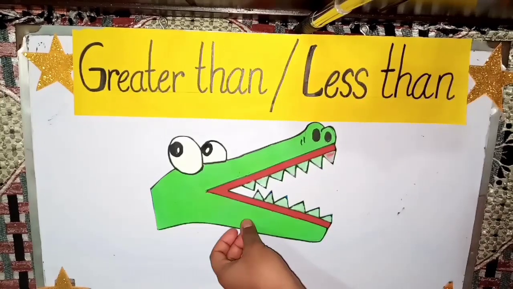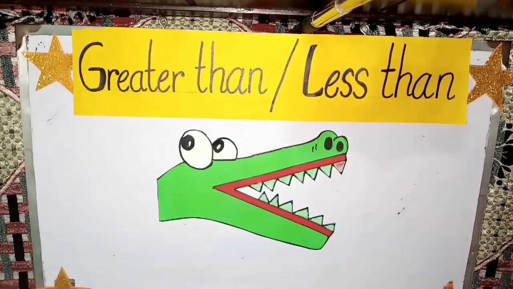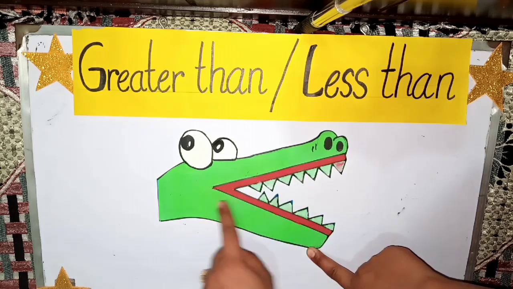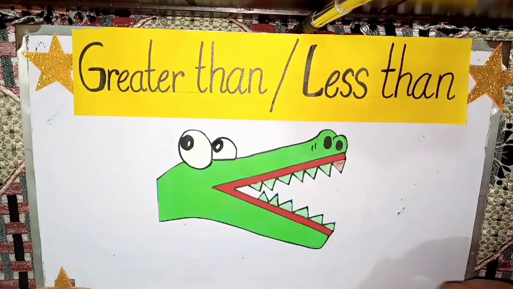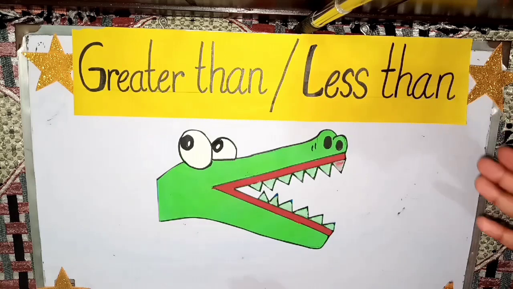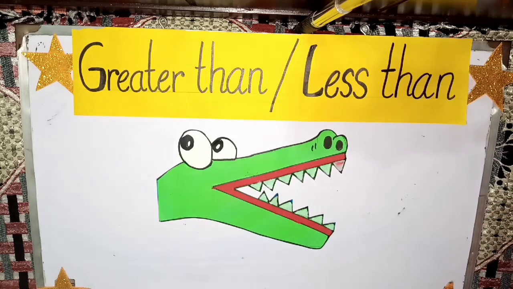Look at this character. What is this? Yes, this is Mr. Crocodile. And do you know Mr. Crocodile likes to eat what? Mr. Crocodile always likes to eat bigger numbers. It always opens its mouth towards the bigger numbers.